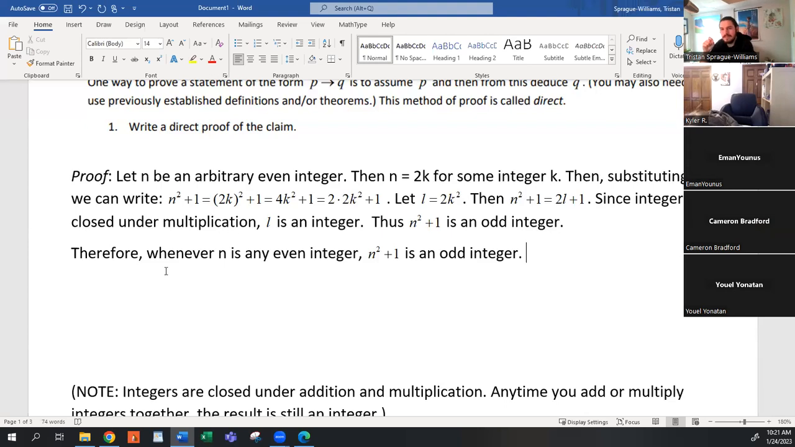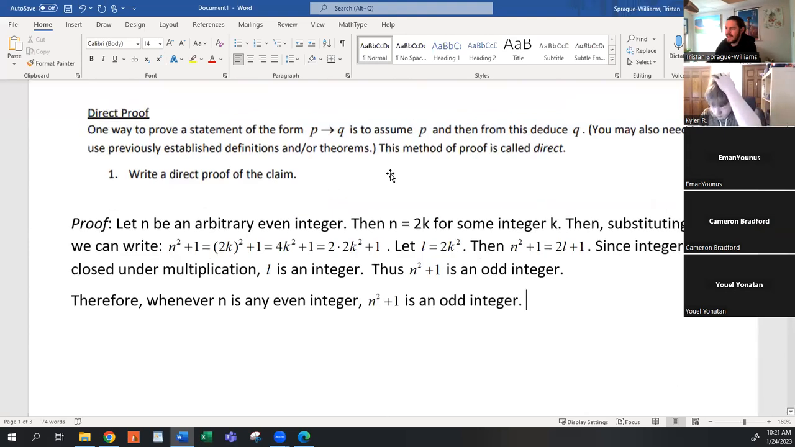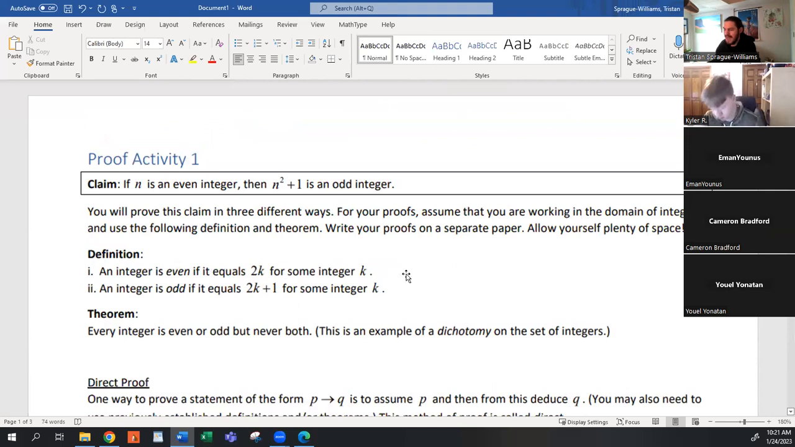Okay. So that k could be any integer, really. Which integer it is depends on which even integer you started with. But the point is that being even means that it is possible to write it like this for some integer k. Okay.